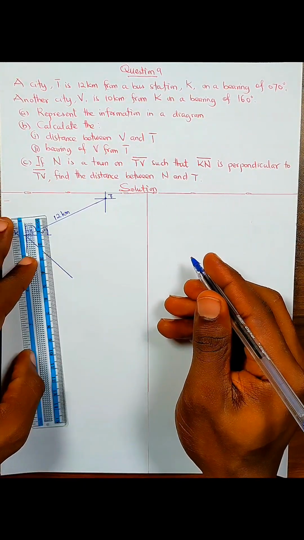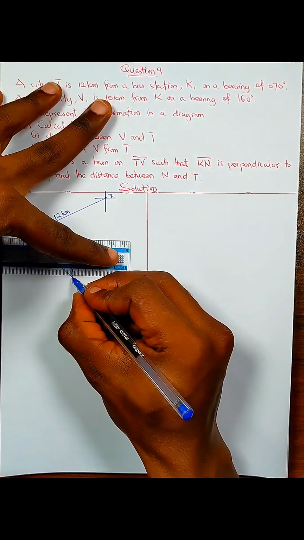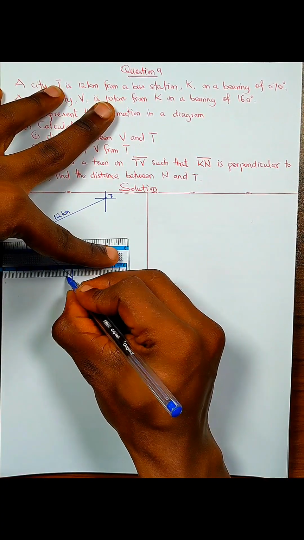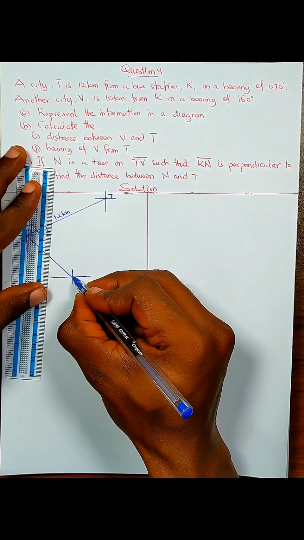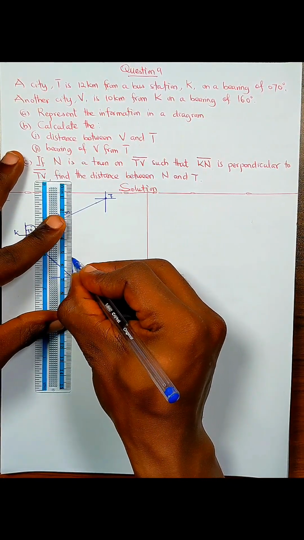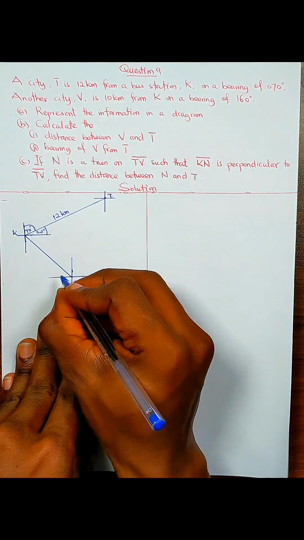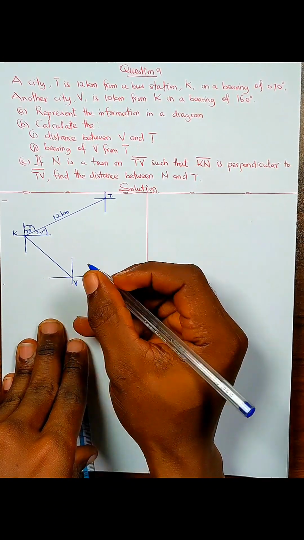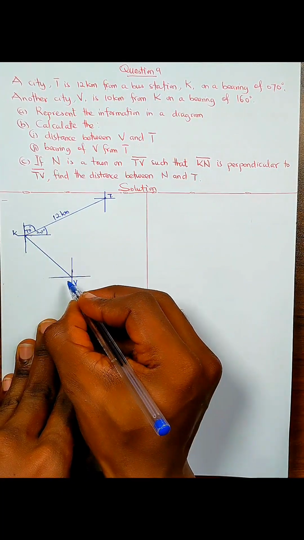Then the moment I get there, I draw my vertical line, then I put my dot and I draw my horizontal line as well. Let me extend the north of this. So it says that another city V. So we are going to note that this city is what? V. So another city V, 10 kilometers. I mean, the distance from K to V is what?